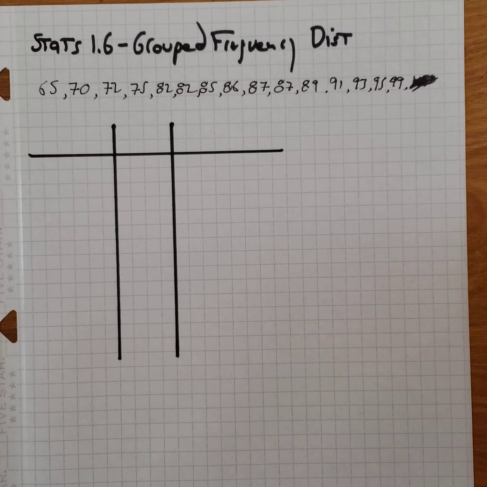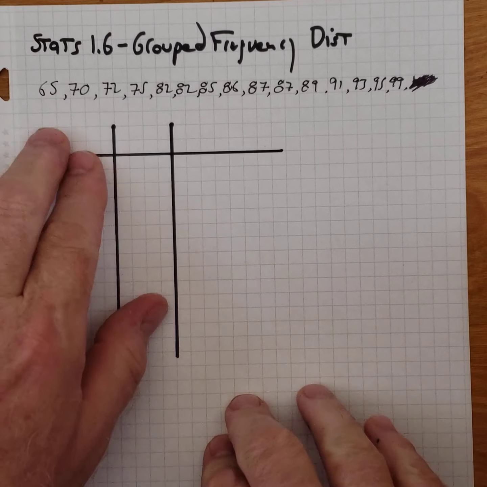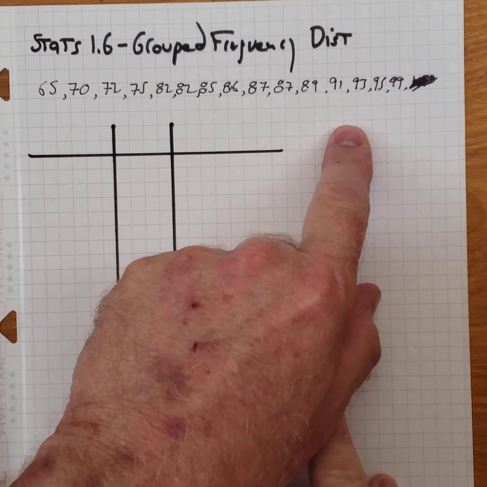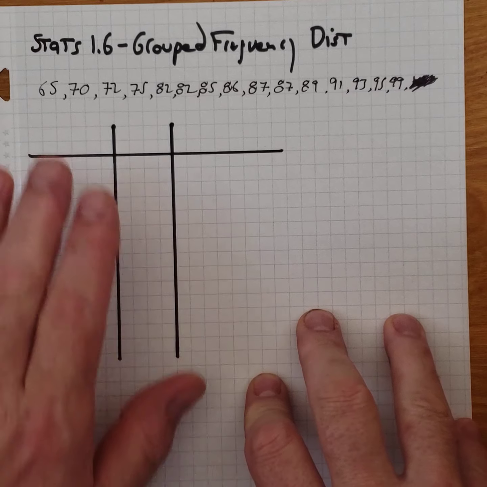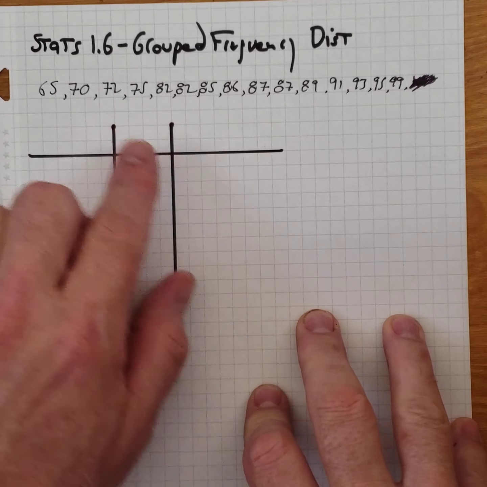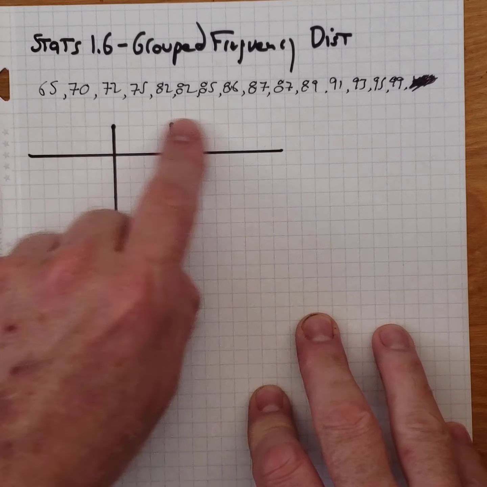All right, this time we're going to look at a grouped frequency distribution. Sometimes, if we want to use a frequency distribution to represent or present data that doesn't have a lot of repetition in it, right? When we looked at the frequency distribution, we had a bunch of ones, a bunch of twos, a bunch of threes, and not terribly many different responses. Here we have a whole bunch of different responses.